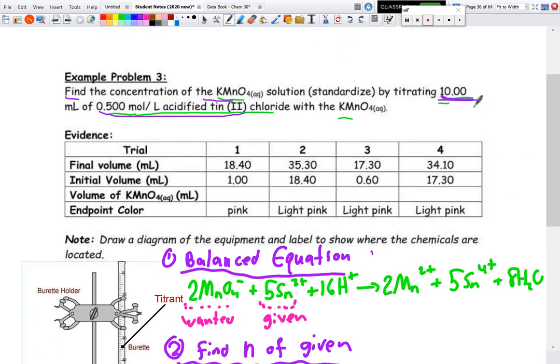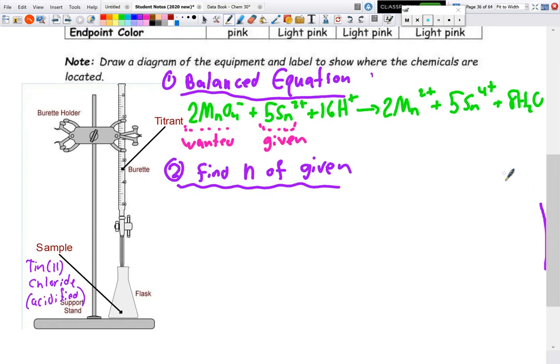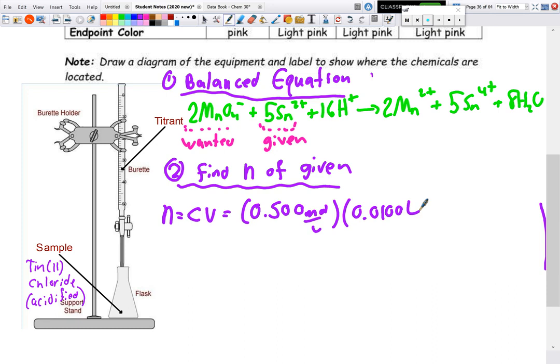So what we have is 10 milliliters. Remember, this has to be in liters because our concentration is in moles per liter. So that is just 0.0100 liters, right? We divide by 1,000. So the equation that we have for number of moles is equal to C times V. So we have our concentration of 0.500 moles per liter times our 0.0100 liters, and we are left with, in this case right here, 0.00500 moles.